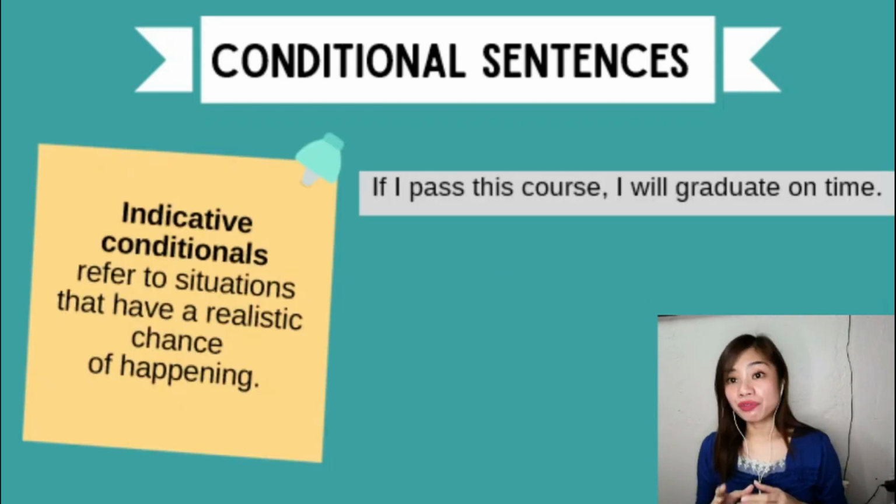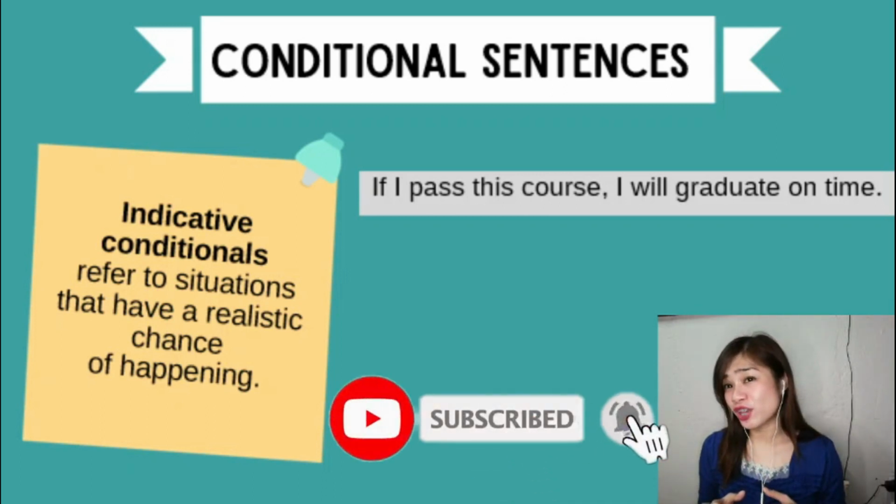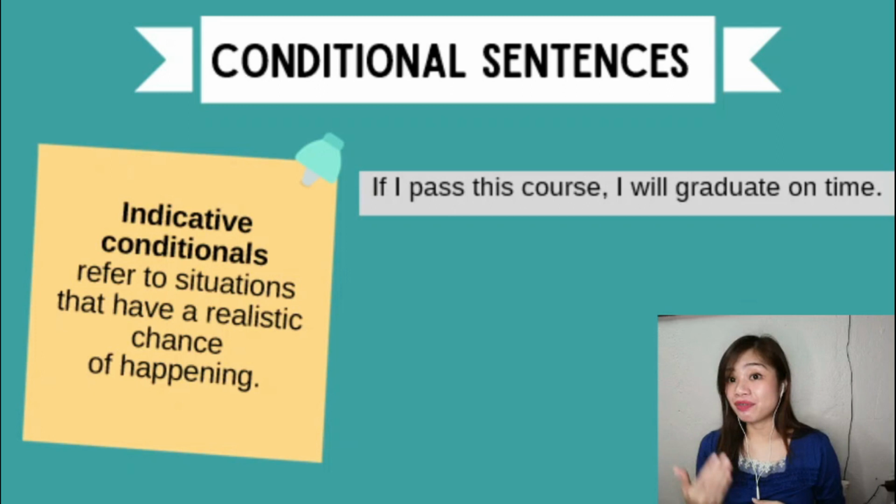Indicative conditionals refer to situations that have a realistic chance of happening, as in, if I pass this course, I will graduate on time. So this statement is likely to happen, that if I pass this subject or this course, I will graduate on time.